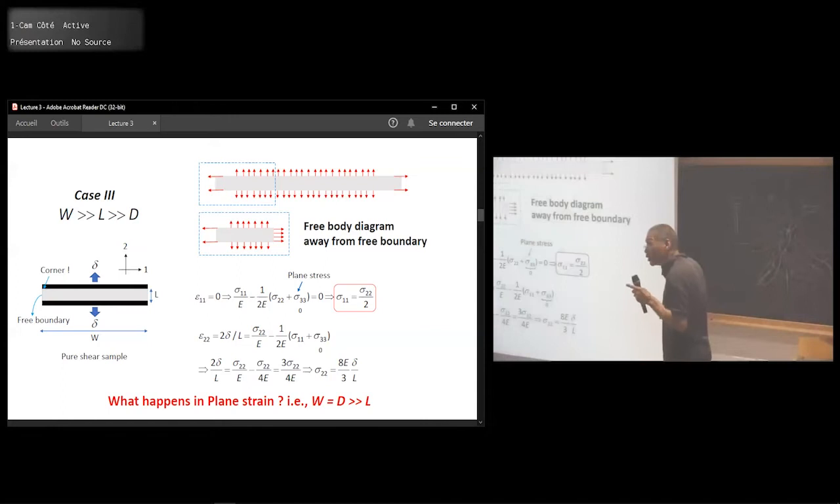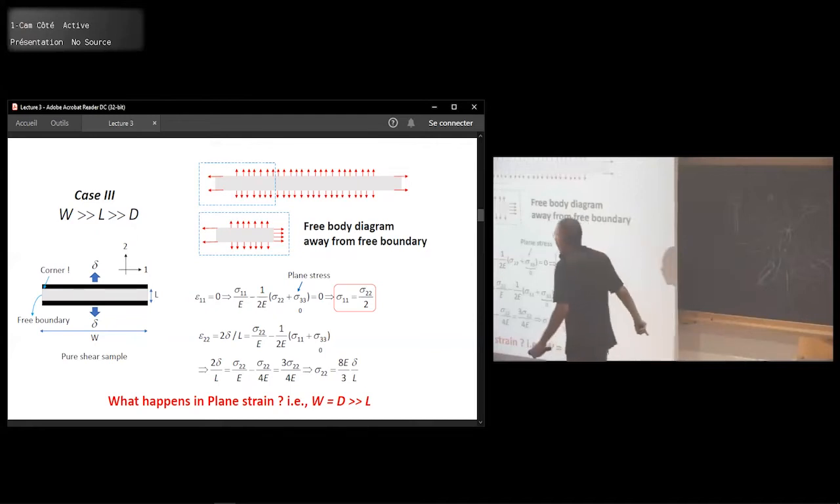But sigma 1,1 is not 0, because if you say the strain is 0, therefore the stress is 0, that would be nonsensical, because sigma 1,1 is actually pretty big. It's about 1/2 the size of sigma 2,2, right? Okay. Yes? Why is epsilon 1,1 equal to 0?